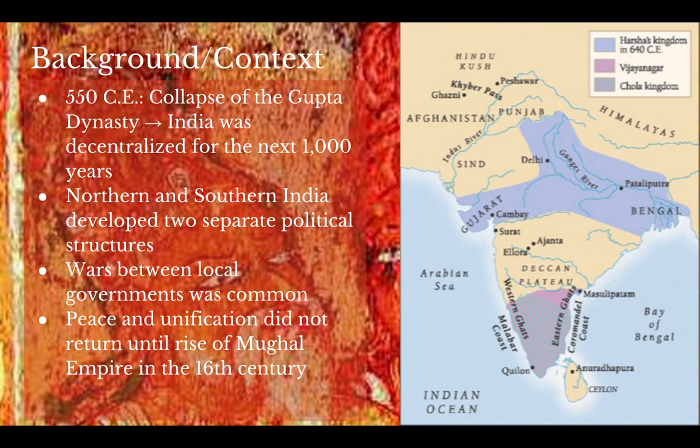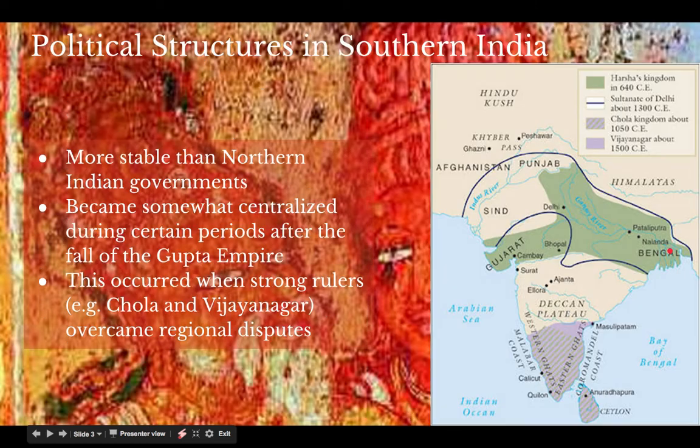This happens in the 16th century. And that finally brings peace and stability to the region. And that is actually a dynasty of Muslims who were ruling India, but we will hold off on talking about the Mughals until we get to period 4.